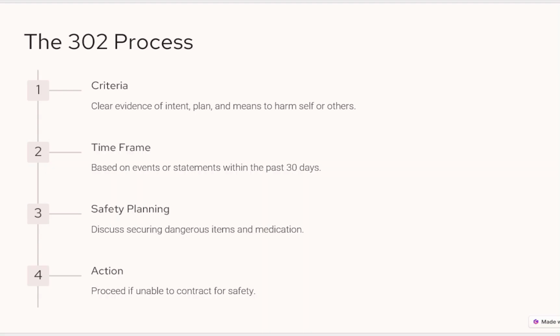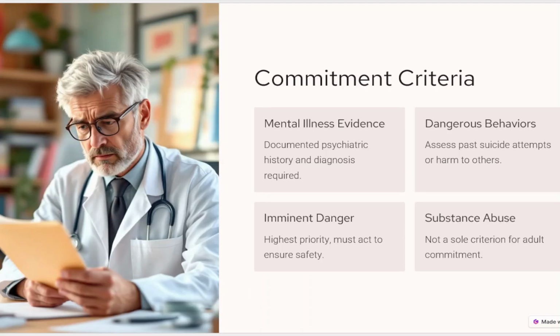However, it's important to note that these behaviors or threats do not have to occur in the immediate moment, right here and now. They can be based on events or statements made within the past 30 days. So if a person has expressed a plan and an intent to follow through during that time frame of 30 days and they cannot commit to safety, then the 302 process should follow. Ultimately, if the individual cannot contract for safety, action must be taken to ensure their protection. So the criteria for commitment requires consideration of several different factors.